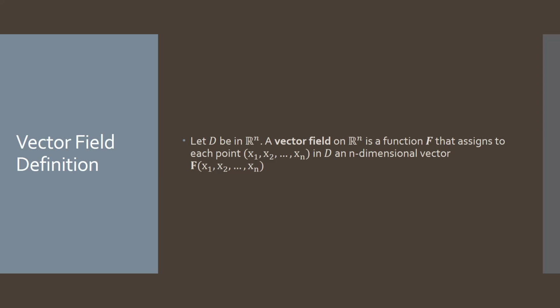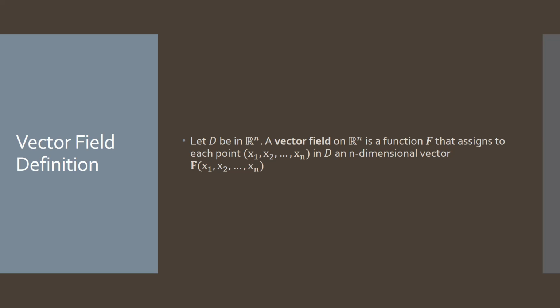First thing, the vector fields. What's the definition for them? Well, let D be a region in Rn. So n-dimensional space. It could be R2, R3, whatever. Depending on what you're working with, R3 is probably going to be the most you'll deal with. If you're going into some certain fields, you might end up dealing with a lot bigger. A vector field on Rn is a function f that assigns to each point in the region an n-dimensional vector, f of x1, ..., xn.